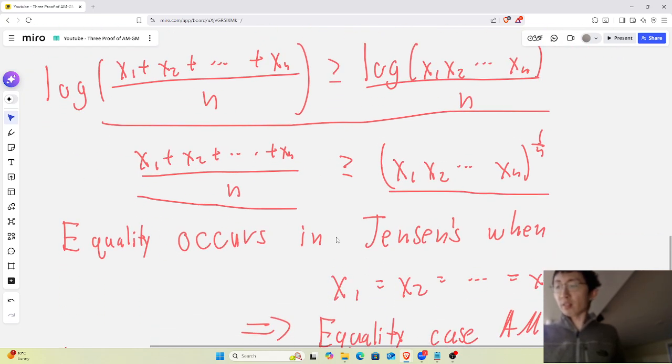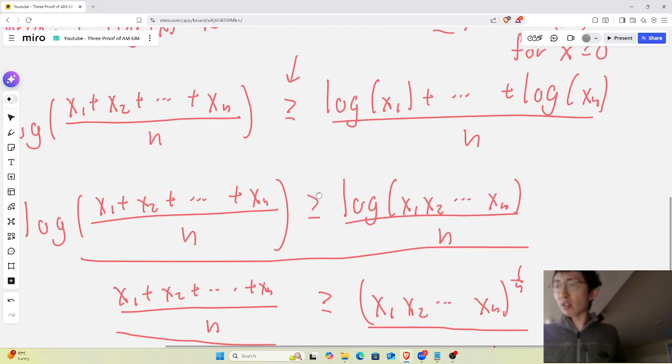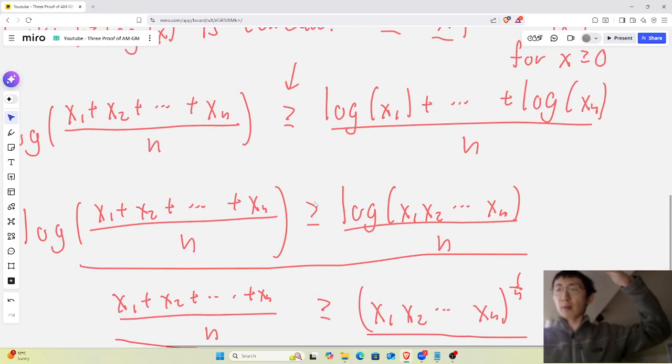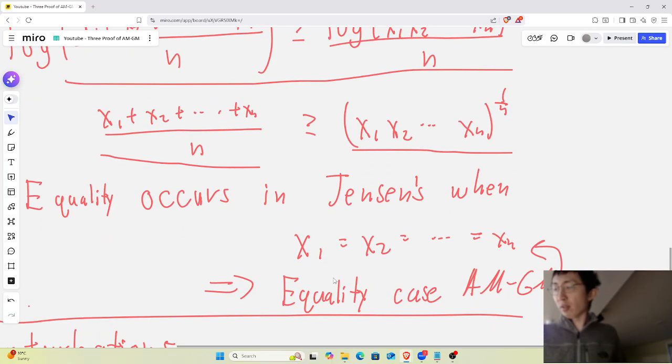Equality occurs in Jensen's when all of the variables are equal. All of the steps we took preserve equality or non-equality of the variables, so this is also the equality case of AMGM. In the next video, we'll talk about a proof involving perturbing some of the variables.